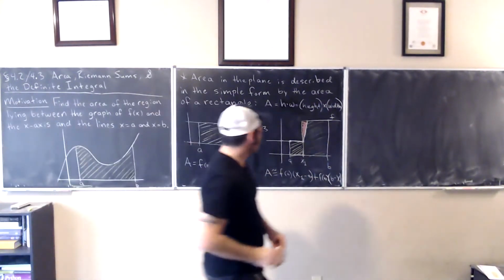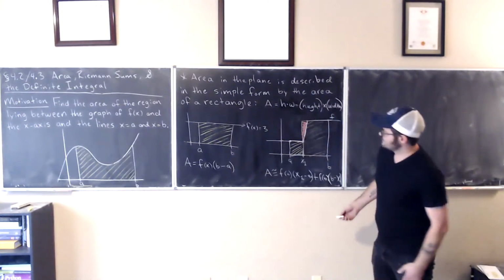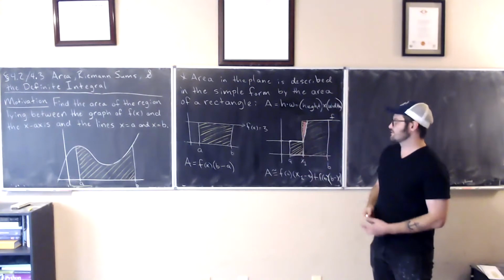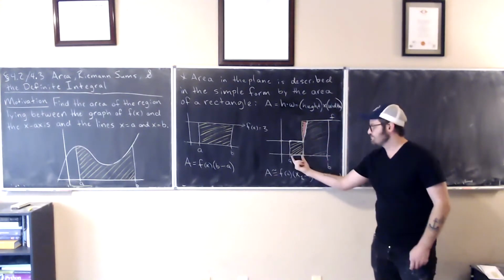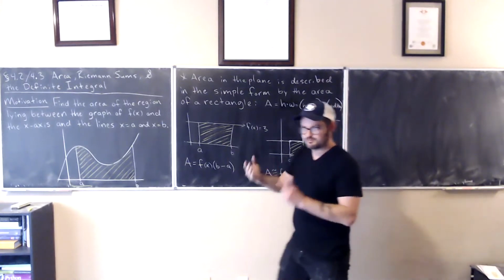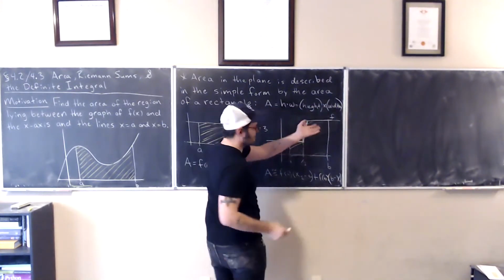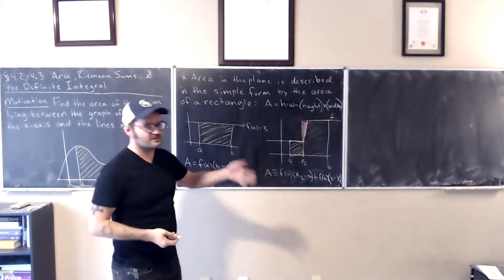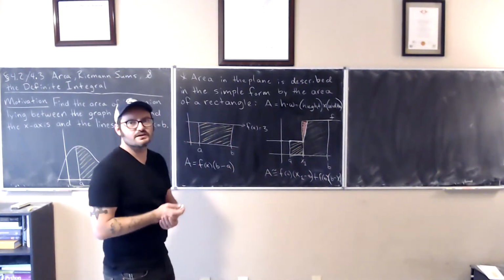Okay, but notice that this function, even though it's not a square, it's square-like, and we were able to break up this function into two pieces, and we have some type of approximation to the area under that curve enclosed by the x-axis and the lines x equals a and x equals b.